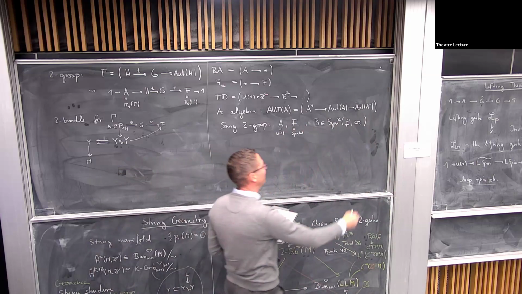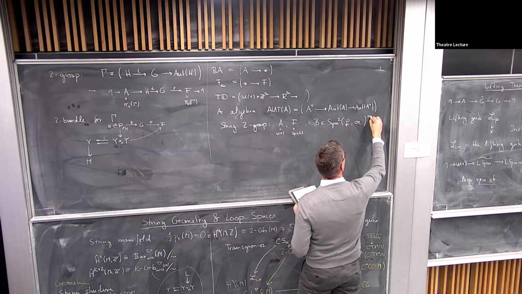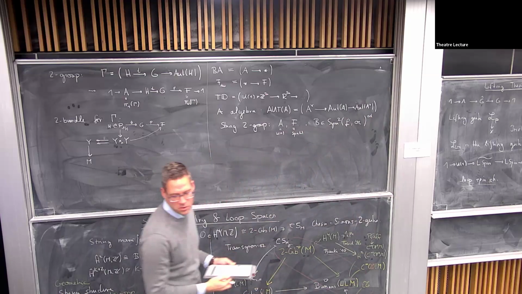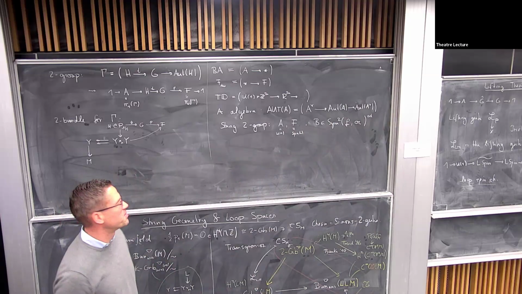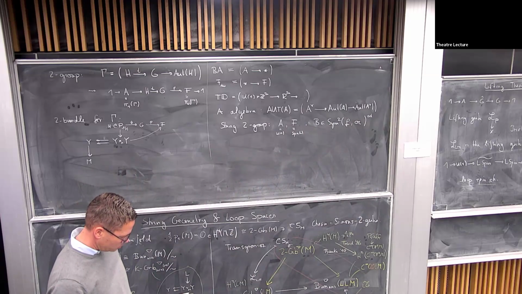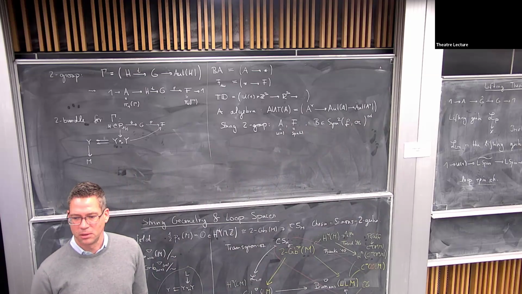Okay. And of course, this is like in Chern-Simons theory: take ad-invariant symmetric bilinear forms, F with values in A. That's the input data. And from that input data, one can construct a 2-group, and the string group is going to be a particular example of that.